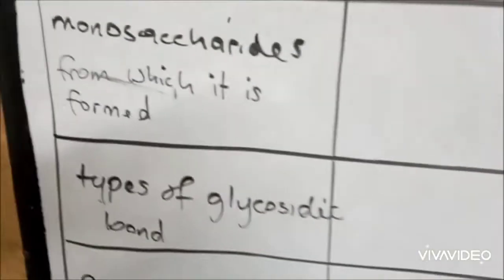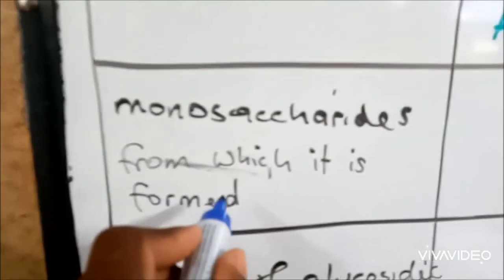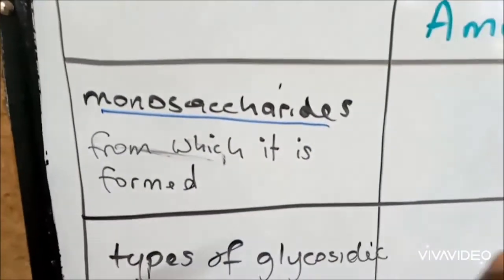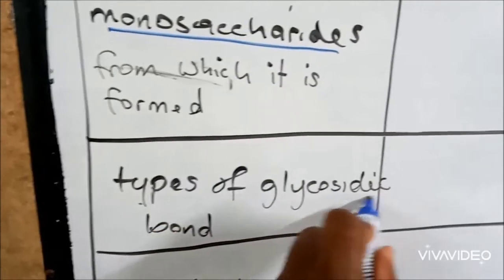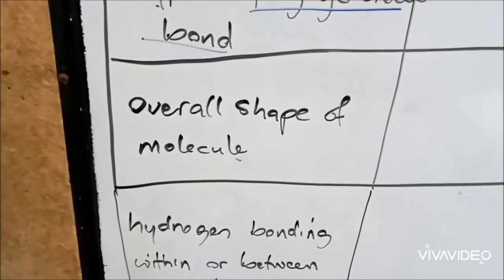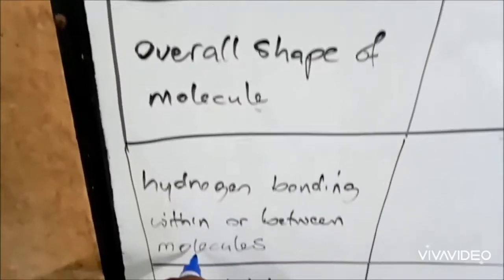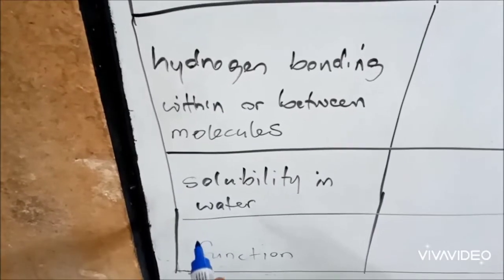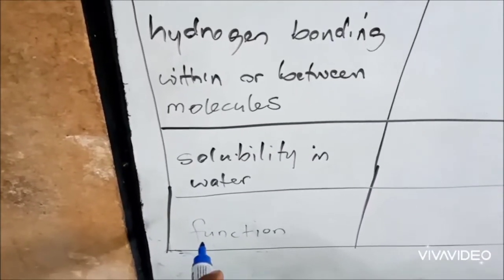The features that we're going to look at is, first we look at the monosaccharides that build these polymers. We're going to look at the types of glycosidic bonds. We're going to look at the shape, and then we're going to look at the hydrogen bonding in the molecules, look at the solubility in water, and finally look at their function.